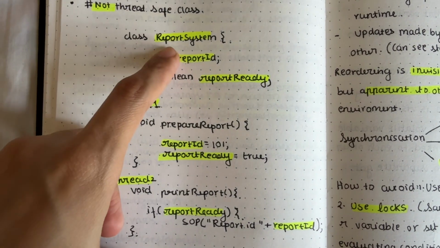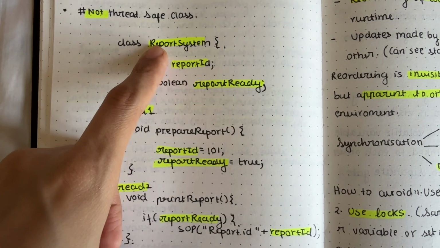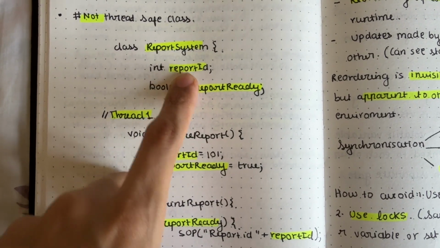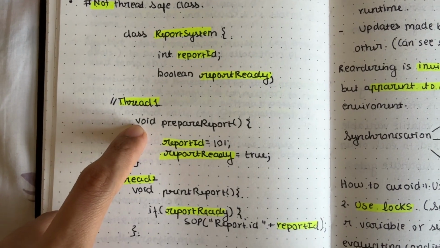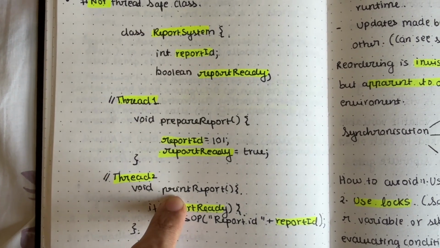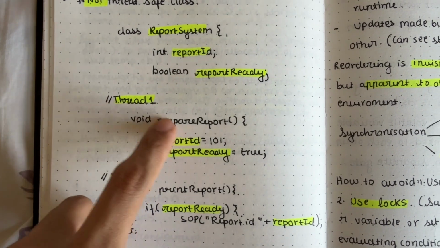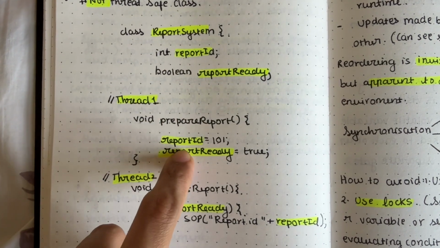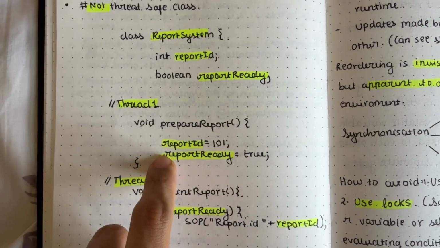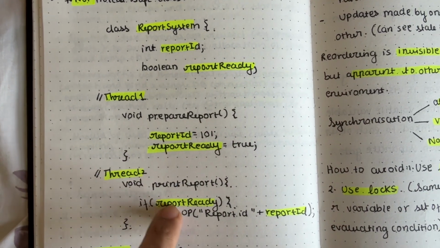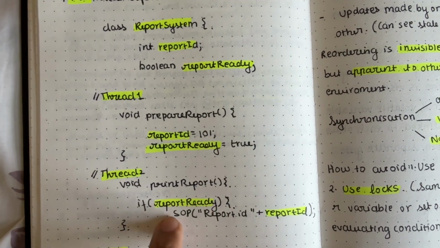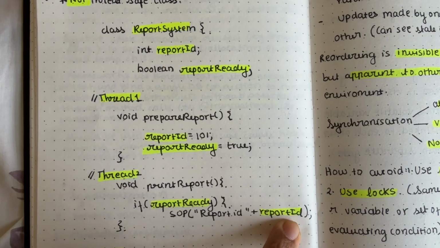Here we can see class ReportSystem. ReportSystem has two variables, reportId and reportReady. Thread 1 is preparing the report and thread 2 is printing the report. While preparing the report, thread 1 is writing reportId to 101 and converting reportReady to true. Then thread 2 is checking if reportReady is true and then it is printing the reportId.